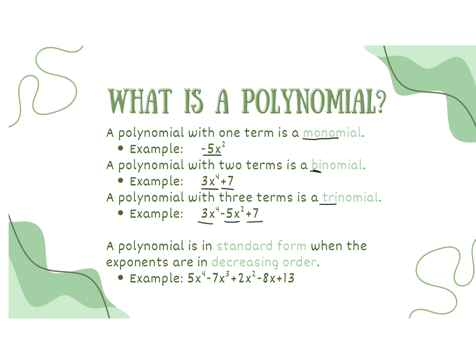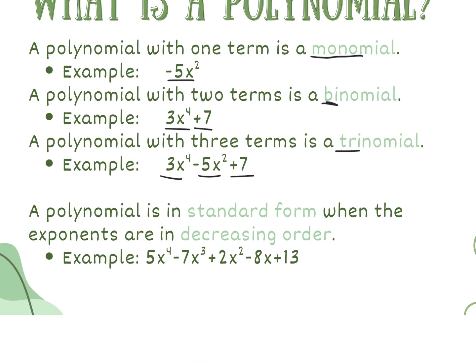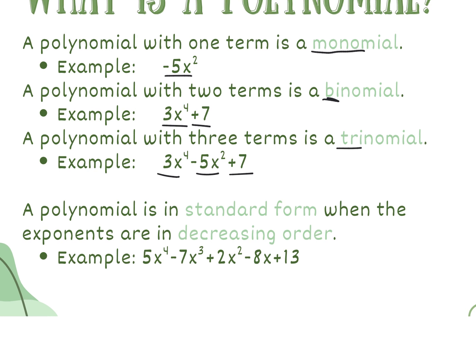And we call a polynomial in standard form if it's in decreasing exponent order, right? So if all the exponents are in decreasing order, then we say that that polynomial is in standard form. So something like this, 5x to the 4th minus 7x to the 3rd plus 2x squared minus 8x plus 13, right? All of these exponents we see are in decreasing order, 4, 3, 2, 1, if you don't see an exponent, it's 1.